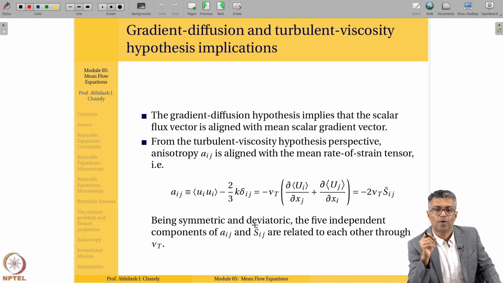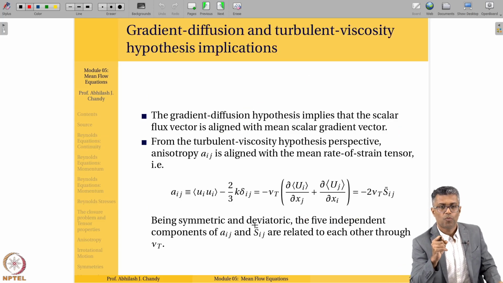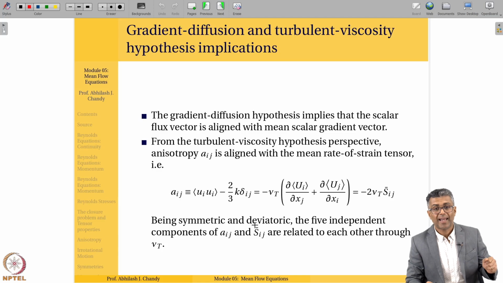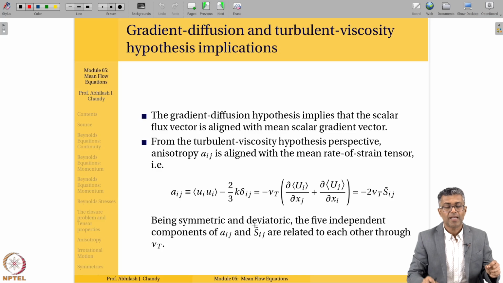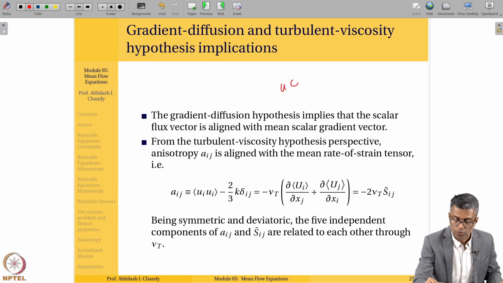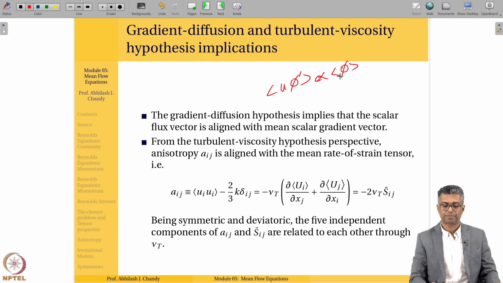So now, what does this mean, right? What we are trying to say is the gradient diffusion hypothesis implies that the scalar flux vector is aligned with the mean scalar gradient vector. That is what we are saying. The scalar flux u phi prime is proportional to, is aligned with the mean scalar gradient vector.